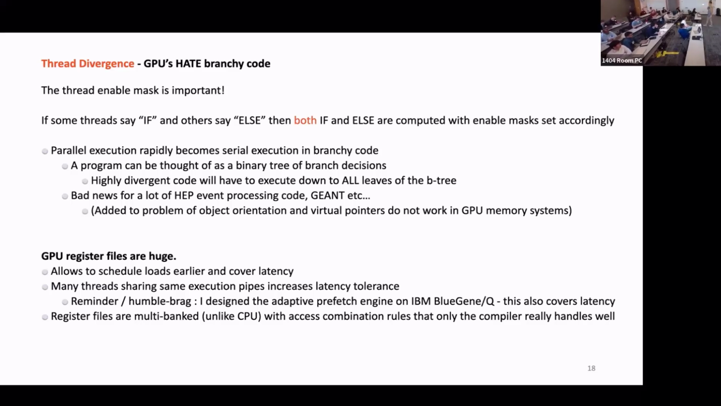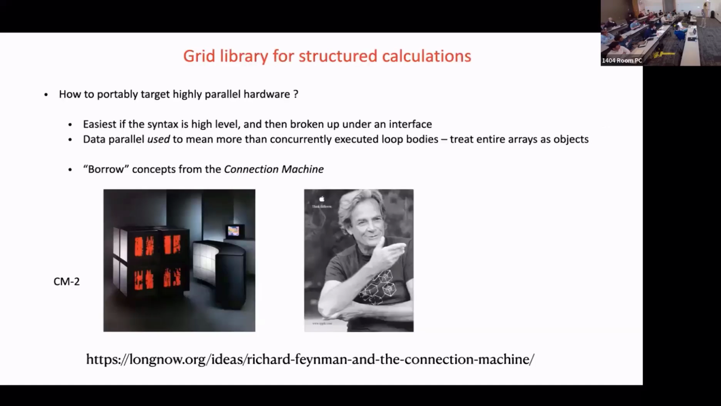Oh, and the other thing that's worth saying, GPU register files are multi-banked, which means that they have multiplexers down, so there are many banks, and you have to multiplex coming back up, which means that if you're accessing register 16 and 17, or consecutive, nearby registers, you get better performance than if you're accessing registers all over the place. So they have huge register files, but there's a penalty for that which makes the compiler challenge harder for them. The combination rules are something only the compiler really handles well.